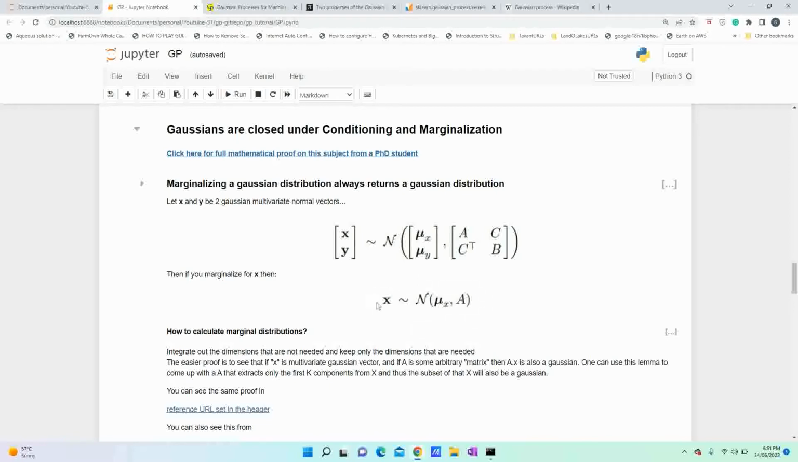You see that x is a normal distribution with mean mu x and A as the covariance matrix. As you can see, none of this depends on y, mu y, C or B. It doesn't depend on y at all, which means that even if y is infinite, we don't care. We can just marginalize it and simply construct a probability distribution with x alone: x, mu x, and A. As simple as that. We don't need to worry about what the infinitely many other dimensions are. This is property number one.